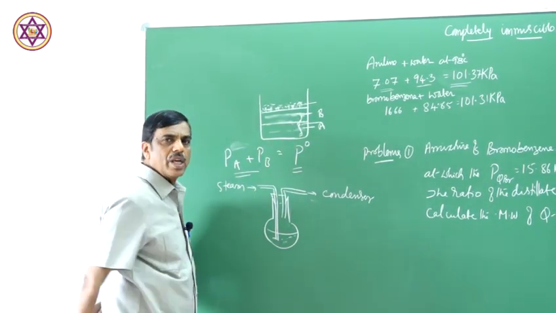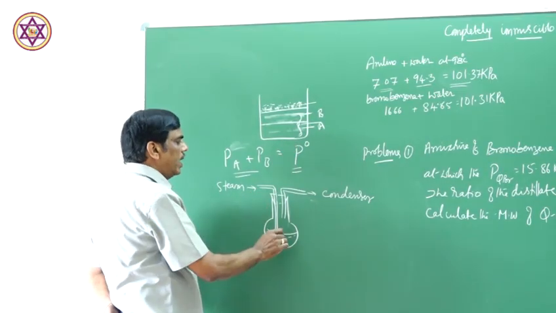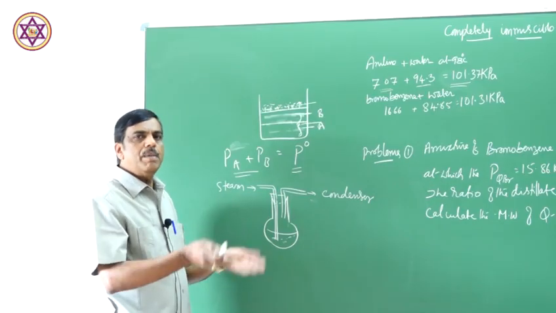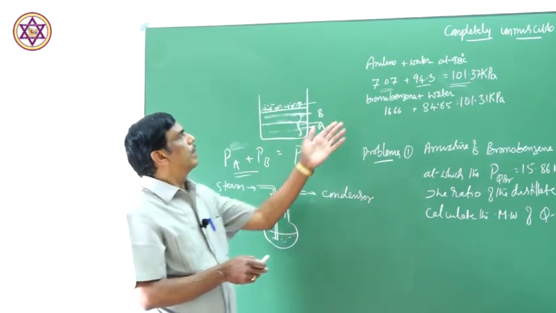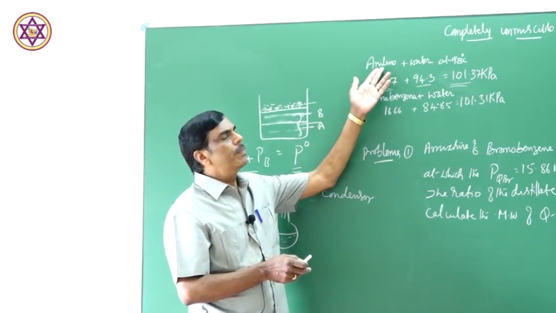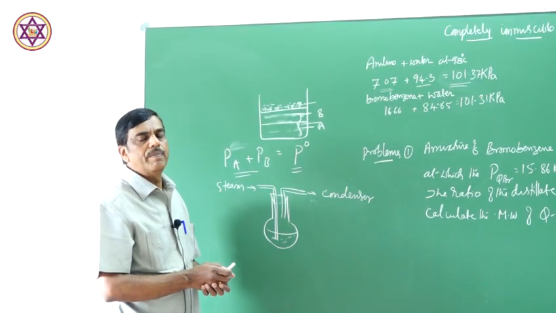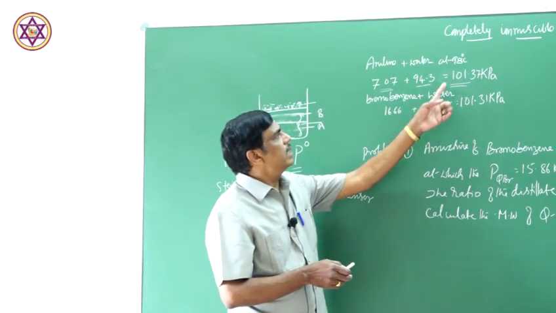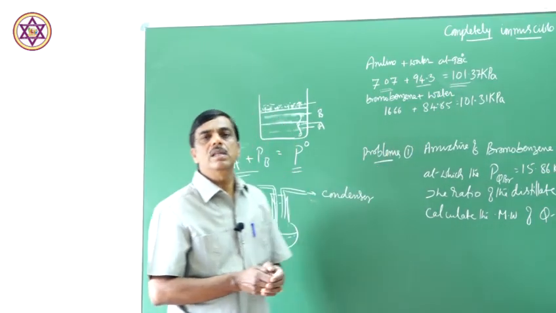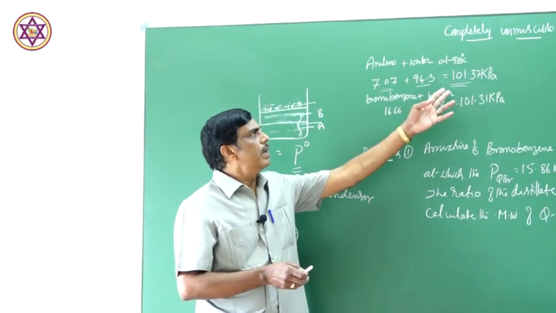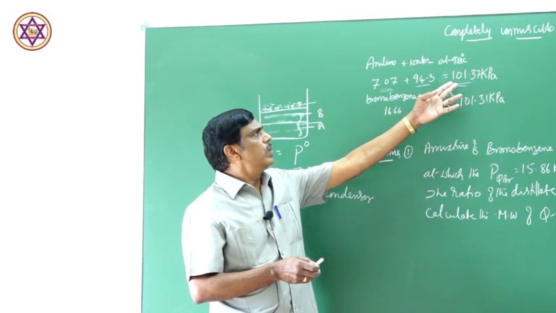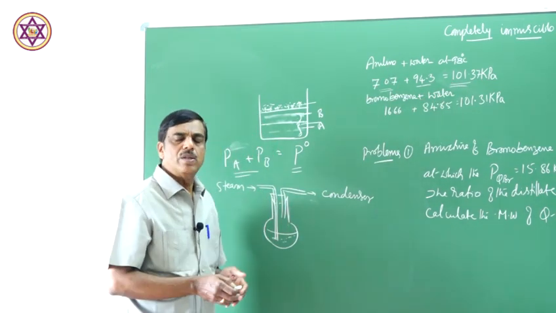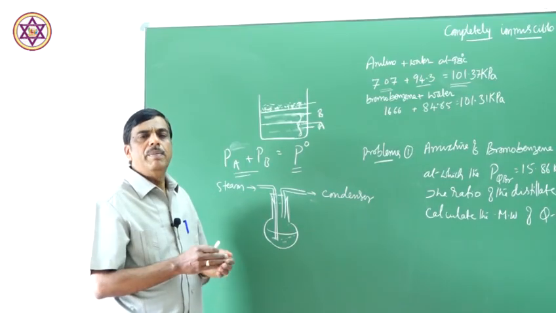Therefore, by steam distillation of these immiscible liquids, it is possible to separate the liquids at a lower temperature than their boiling point. In many cases, for example, the boiling point of aniline is 185 degrees, but it distills at 101 kilopascals, which is the atmospheric pressure, at a much lower temperature. So, at lower temperature, many liquids can be distilled.